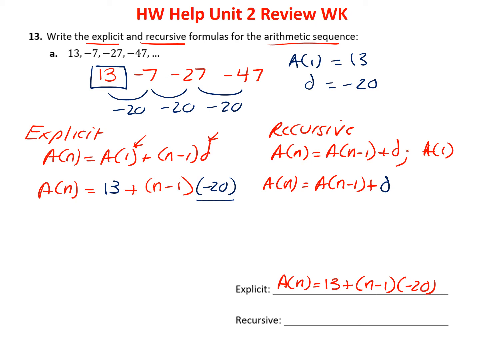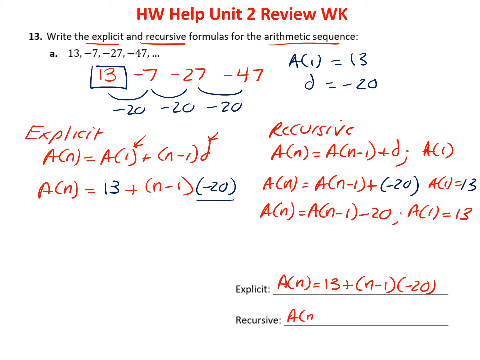And in this case then, what's my d? Let me just erase that for a moment. I need to put in my d, and my d was negative 20. And my a1 is 13. Now I can rewrite this instead of plus negative 20. I can say a of n equals a of n minus 1 minus 20, and then a of 1 equals 13. And that's my answer for the recursive: a of n equals a of n minus 1, subtract 20, and a of 1 equals 13.